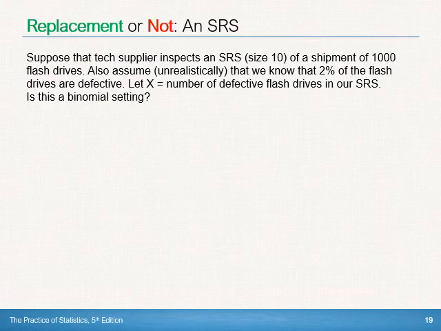All right, so I'm just going to go through an activity here that talks about replacement versus not replacement. Suppose that a tech supplier inspects a simple random sample of size 10 of a shipment of 1,000 flash drives. Also assume, unrealistically, that we know 2% of the flash drives are defective. So 2% of them are bad. All right, we're going to let X represent the defective flash drives in our sample. So is this a binomial setting?